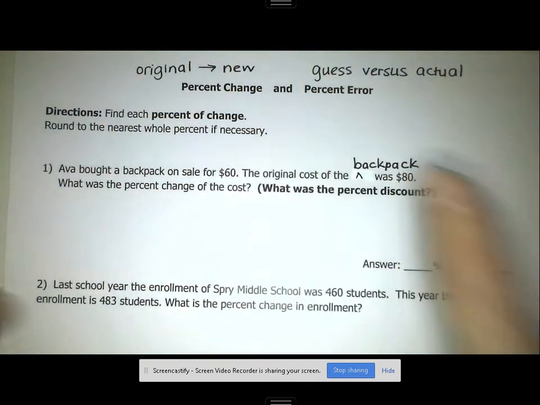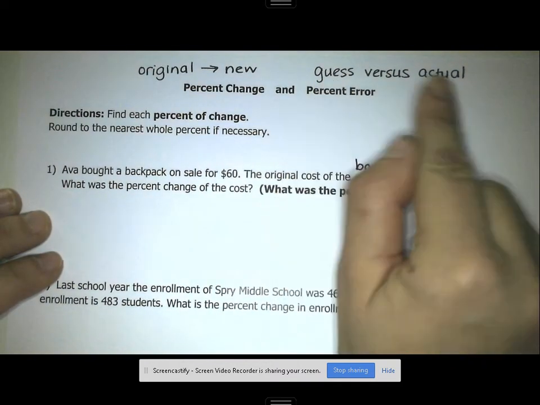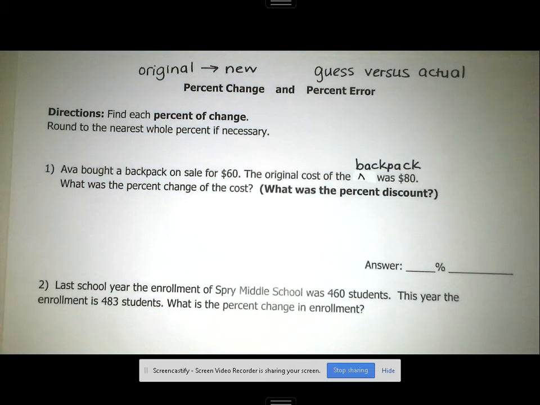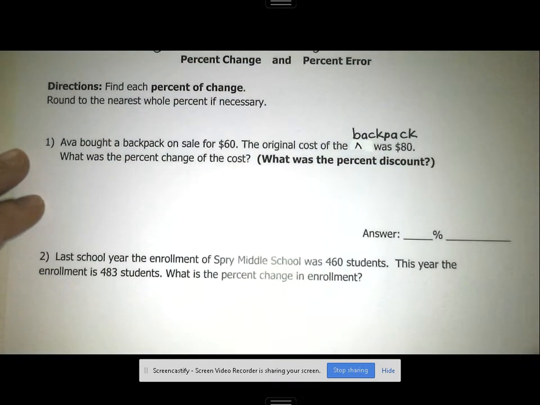Kind of like if there was a huge jar of gumballs and you had to guess how many gumballs were in the jar, you would be comparing your guess to the actual amount of gumballs in the jar. So let's go ahead. Find each percent of change, round to the nearest whole percent if necessary.